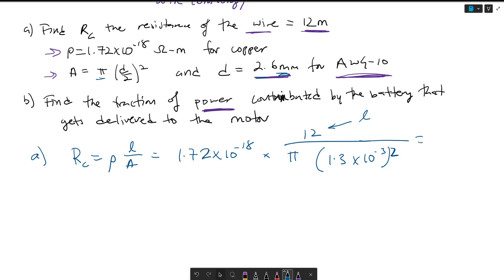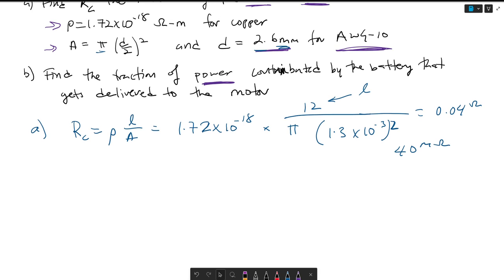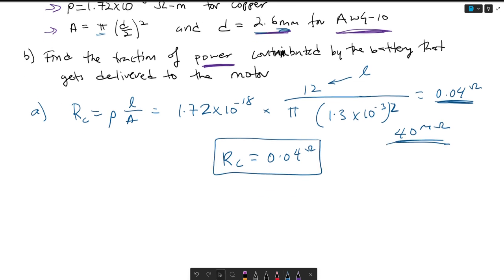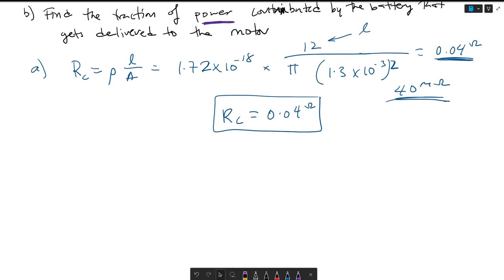And all that is equated to 0.04 ohms, or 40 milliohms. And that's your answer for A, right? Normally we use just ohms, so 0.04 ohms. You will never really see milliohms being used, but that's just a convention thing.